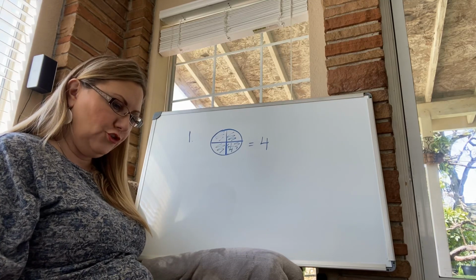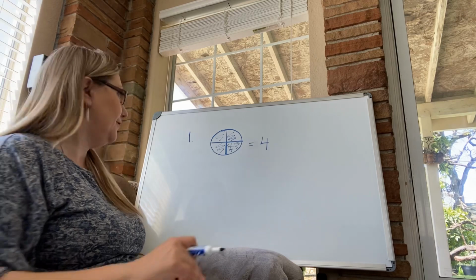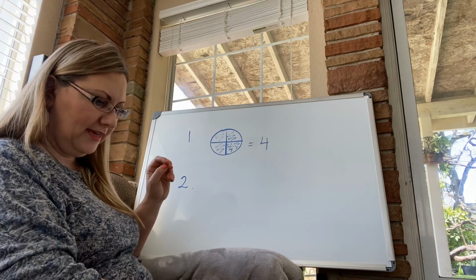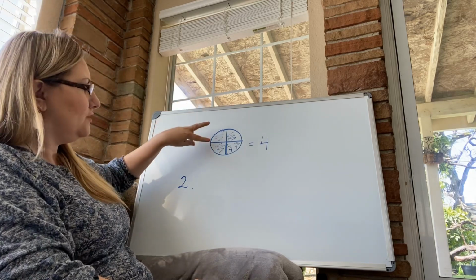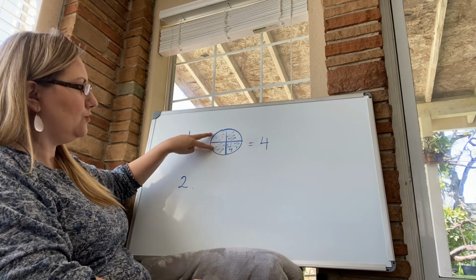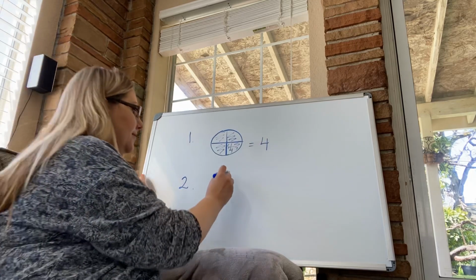Number 2 says show that 2/4 equals 1/2. Okay. All right. So what we're looking at now is that 2 of these pieces at the top, like let's look at the 2 on the left side, 2 of those make a half.